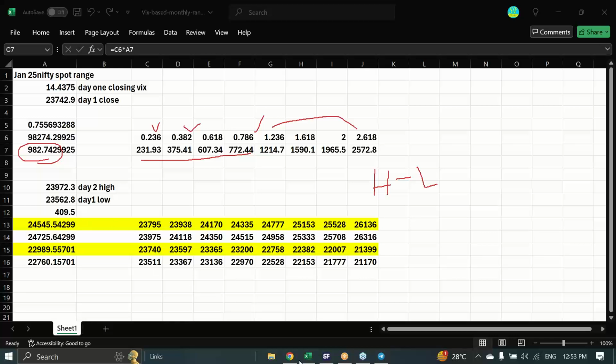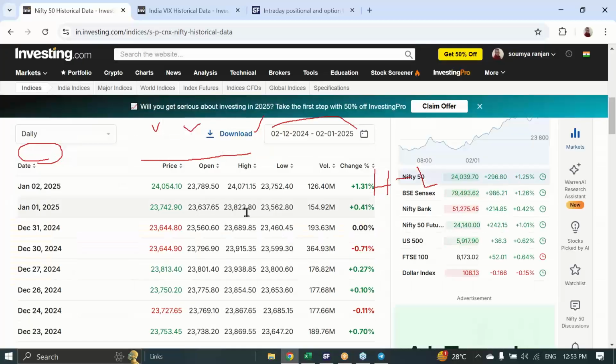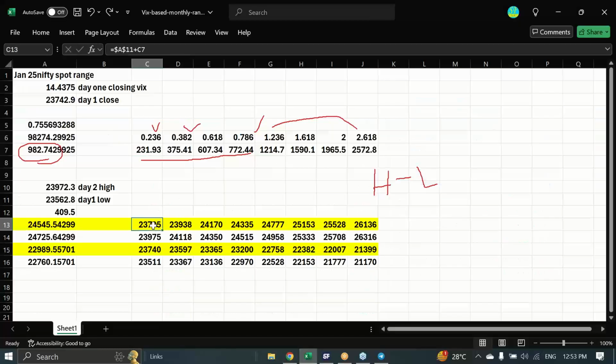So on the first day, what was the low? Nifty's first day low was 23,562.8. Similarly, the high is forming today also. We are forming the high; 24,071.15 is the high that has happened now. If I add these values to the low, I get the first 0.236 retracement level, which tells me that if the price crosses 23,795, the closing was 23,743.